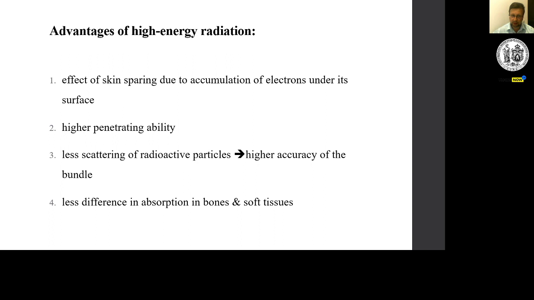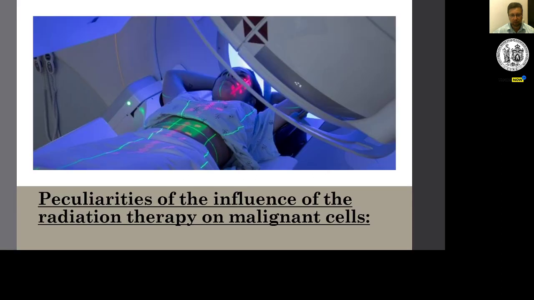The first advantage is the effect of skin sparing due to the accumulation of electrons under its surface. The second is a higher penetrating ability. The third is less scattering of radioactive particles, and as a result higher accuracy of the beam. And the fourth is less difference in absorption in bones and soft tissues.